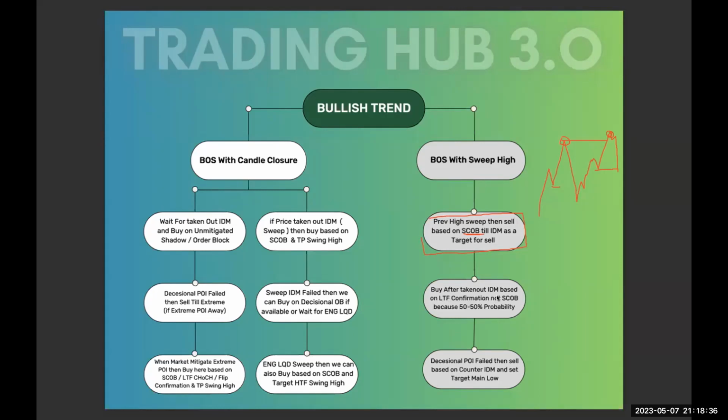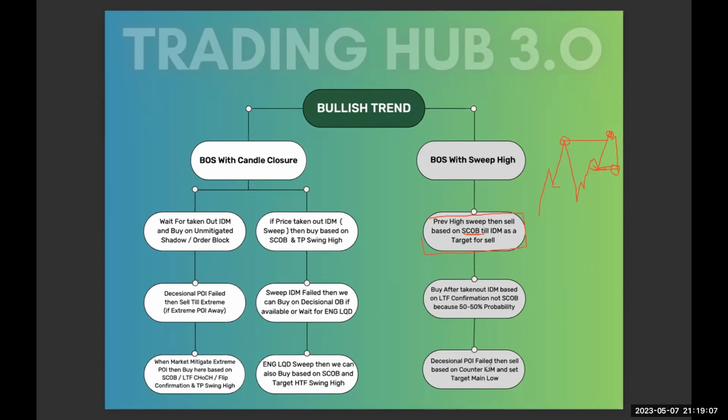based on lower time frame, not singular, because 50% probability. Exactly. After taking out this inducement, probability is 50% because this high is not confirmed. This is just a liquidity sweep. Maybe market can go higher and maybe market pushes downside, right? So it depends. So you have to wait based on the inducement being taken out, wait for single candle order block, then you can buy. And this is a 50% probability, right?